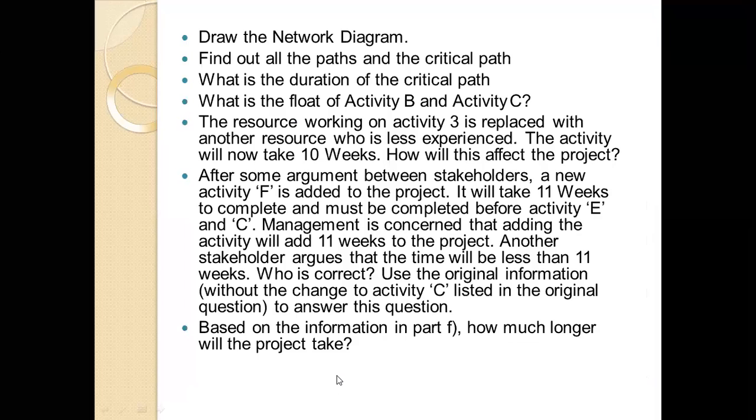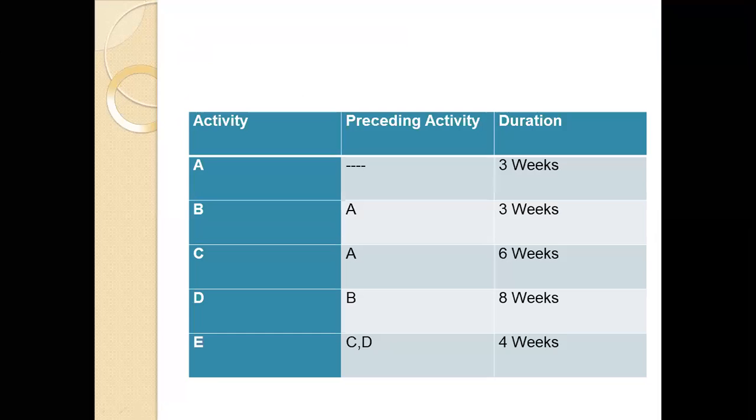For calculating paths and everything, we need to first draw the network diagram. After that, find out all the paths and the critical path. What is the duration of that critical path? What is the float of activity B and activity C? Here they have given an example that you need to calculate the float of activity B and activity C. So you can print this screen and calculate the float for these activities using the network diagram, after drawing the network diagram.